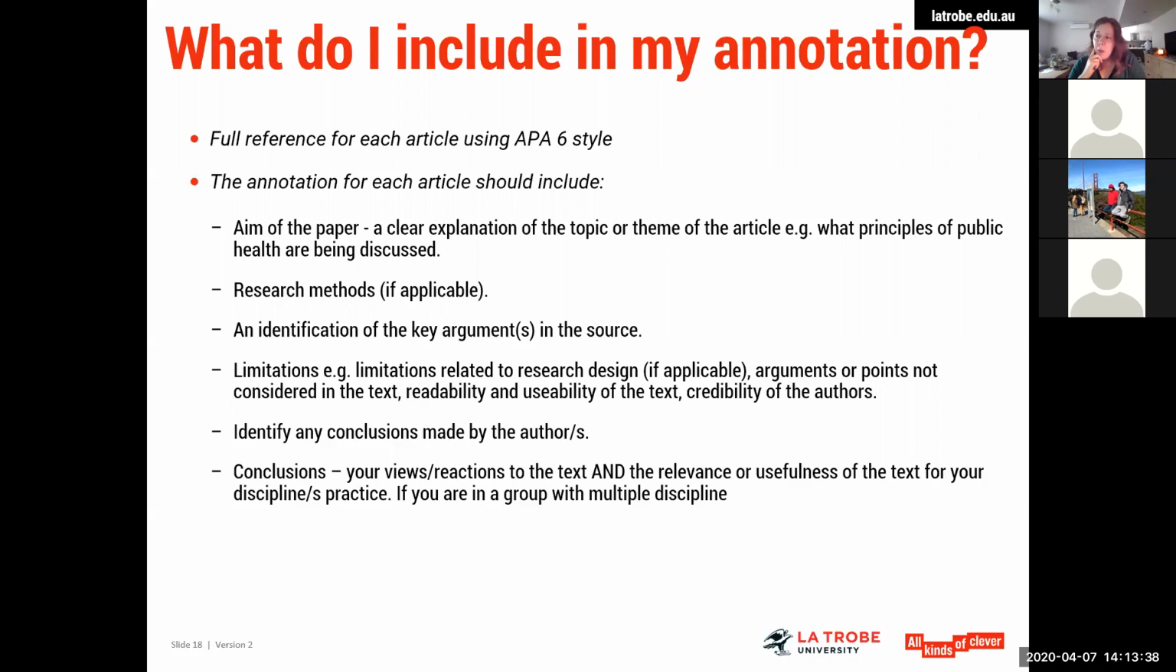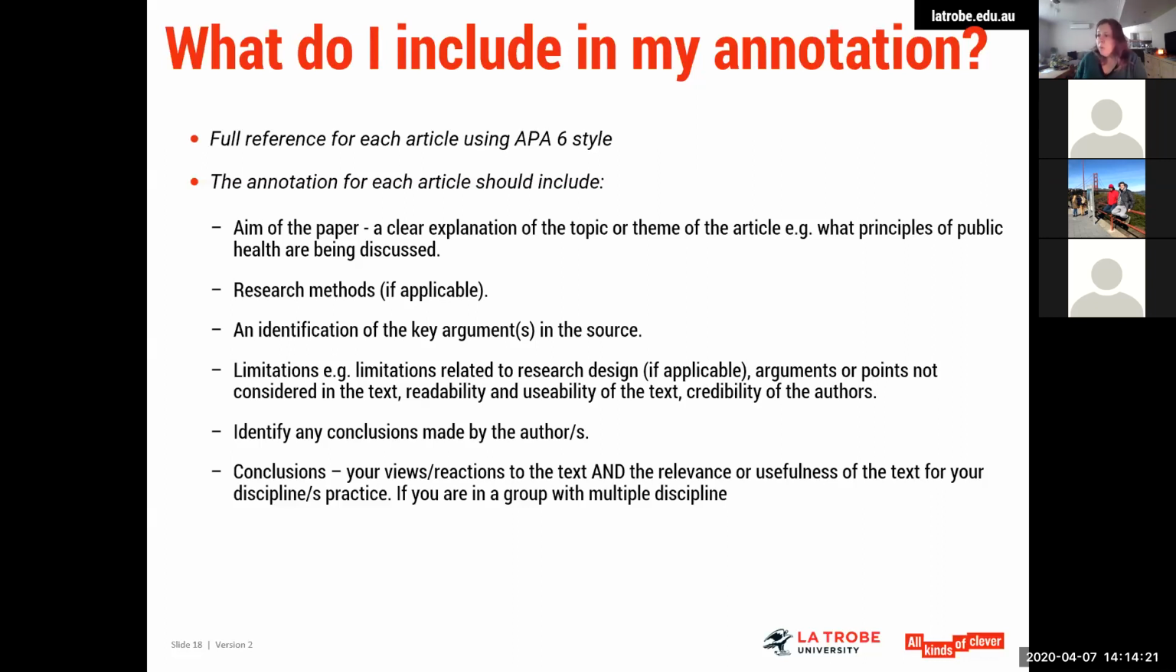You'll include something about the limitations. Now, that could be limitations in relation to research design. So if it's a research article and it has a methods and a results section, you could do that. Otherwise, you might talk about some of the limitations in relation to the arguments or the points that haven't been considered in the text. You might want to make some points around the readability or the usability. So perhaps you found this article really difficult to understand and were unsure how this could be utilised by professionals within your discipline, for example.